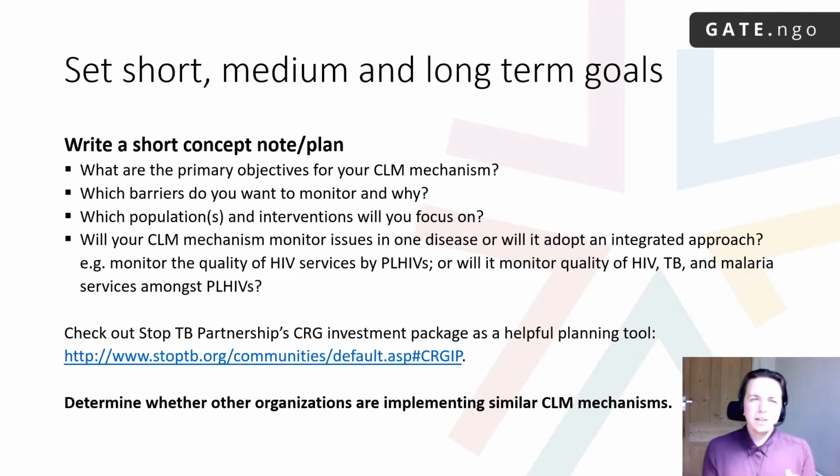Next, you want to look at setting short, medium, and long-term goals once you've picked your advocacy priority. And a concept note can help you with setting those goals by focusing on answering some critical questions. Think about, what are the primary objectives? What barriers do you want to monitor and why? Which populations and interventions will you focus on? And will you monitor issues in one disease, or will you look at a broad integrated approach?